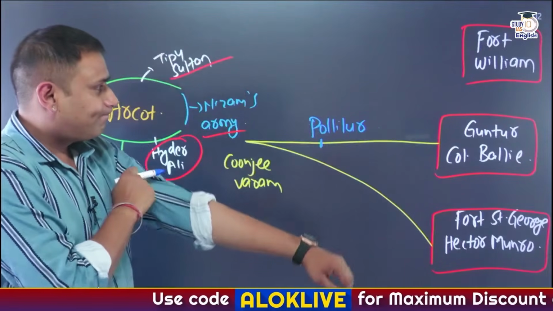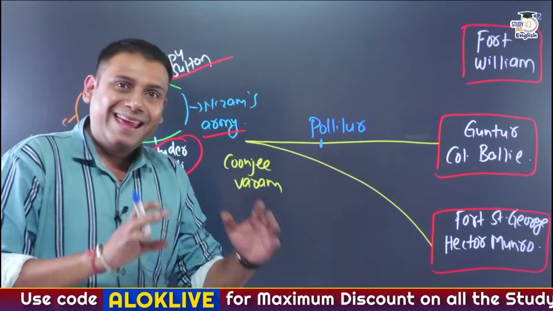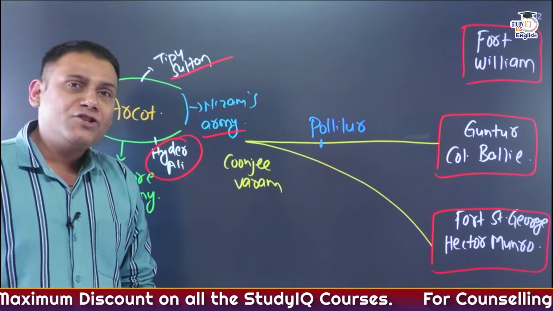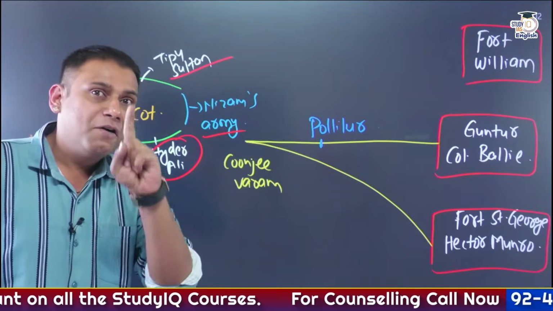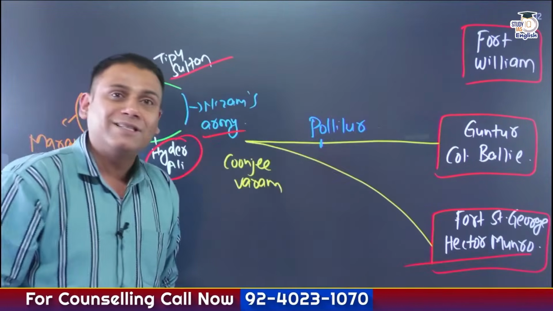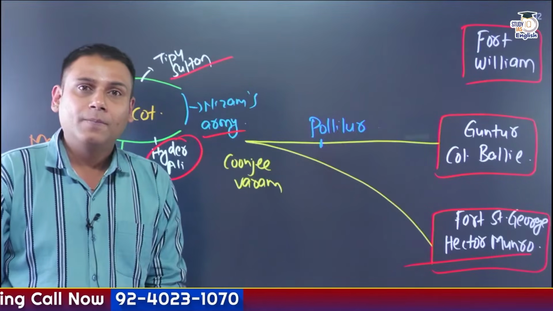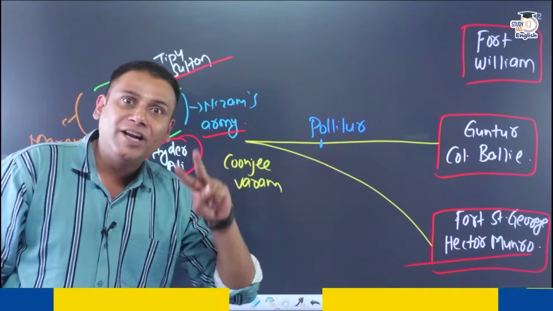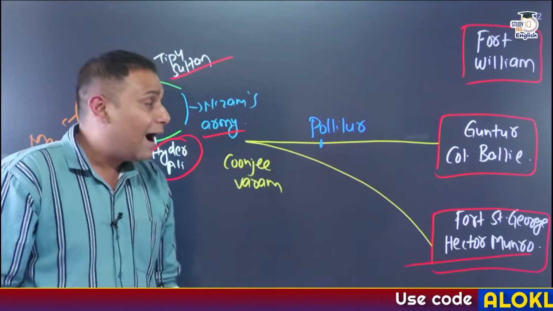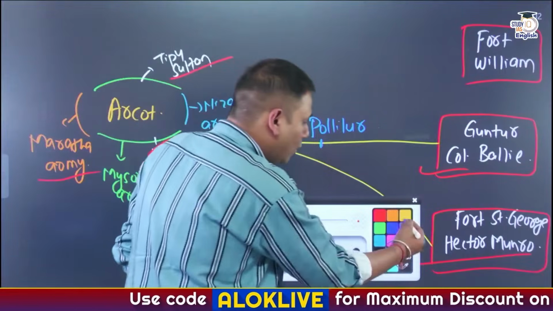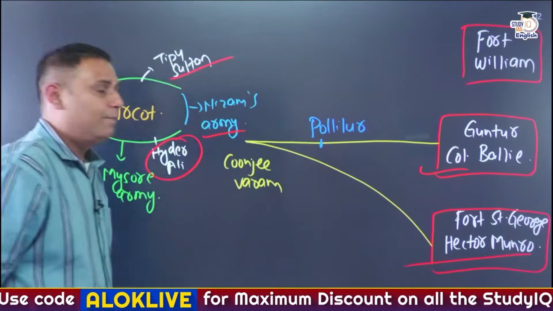Now, English East India Company comes to know about this. So English East India Company forms the first contingent under Hector Munro at Fort St. George in Madras. English East India Company forms a second contingent at Guntur under Colonel Bailey. Okay, at Guntur under Colonel Bailey.